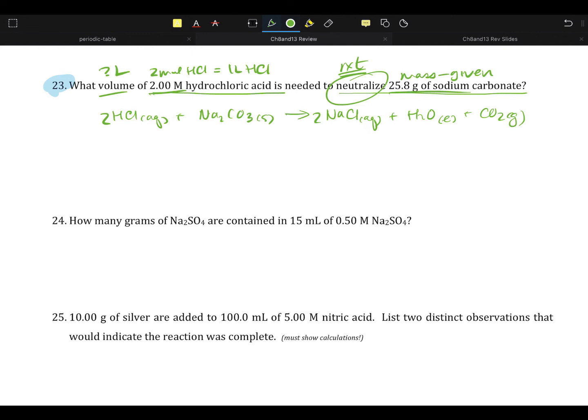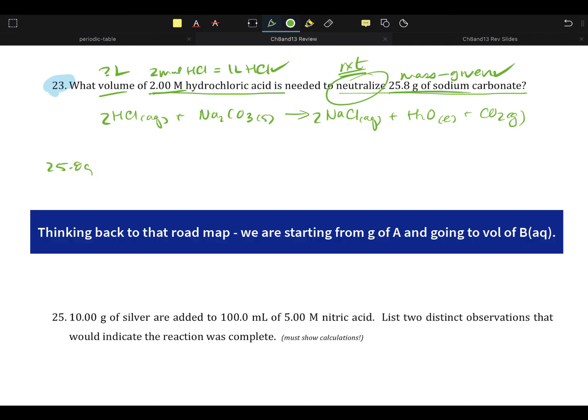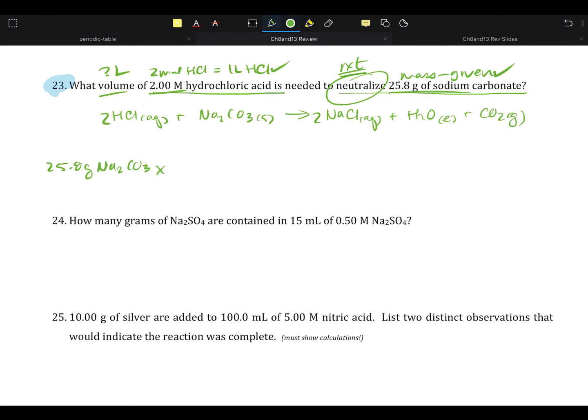Now, let's go ahead and think about our problem. So this is going to be our given from where we start, and this will be a conversion factor at some point when we're ready to convert between moles and volume of HCl. So we have our 25.8 grams of sodium carbonate, and then we will use our molar mass to get to moles.